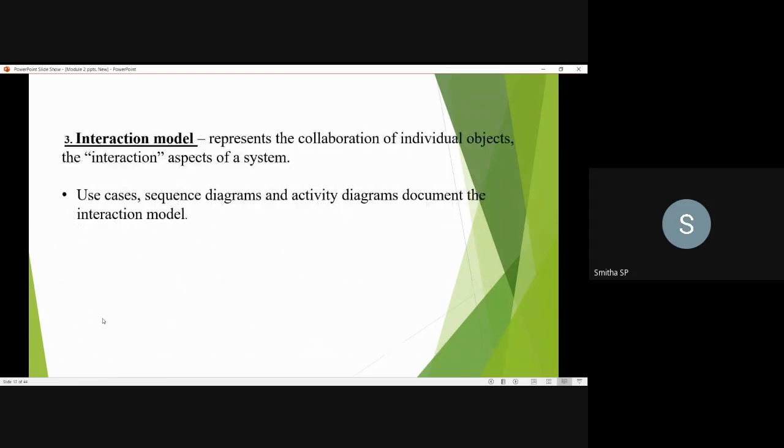Then, the interaction model represents the collaboration of individual objects, that is, the interaction in the system. These interaction models are represented with the help of use cases, sequence diagrams, and activity diagrams. That is, we make use of the use cases, sequence diagrams, and activity diagrams to represent the interaction model.